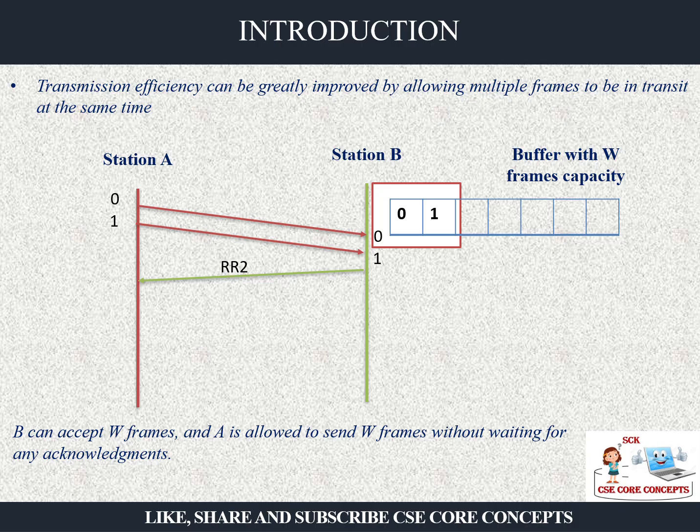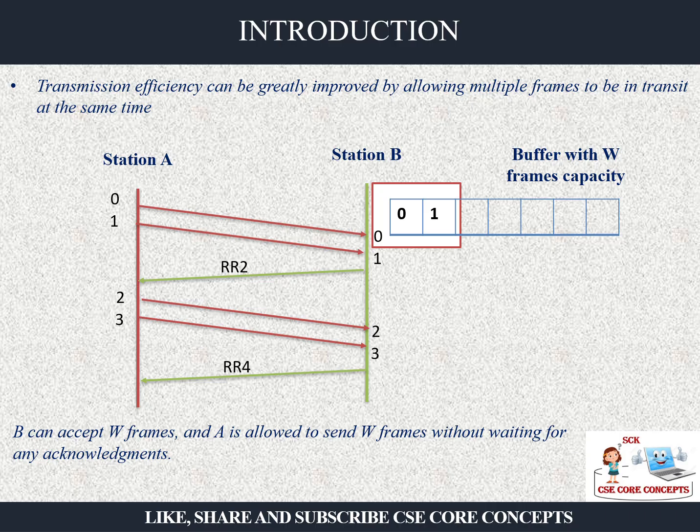Now, in response to that, station B sends the acknowledgement in the form of RR2. RR means receive ready. Now what does this mean? This is a message indicating that the earlier two frames, 0 and 1, have been received successfully, and now I am ready to receive frame 2. This is what the acknowledgement means.